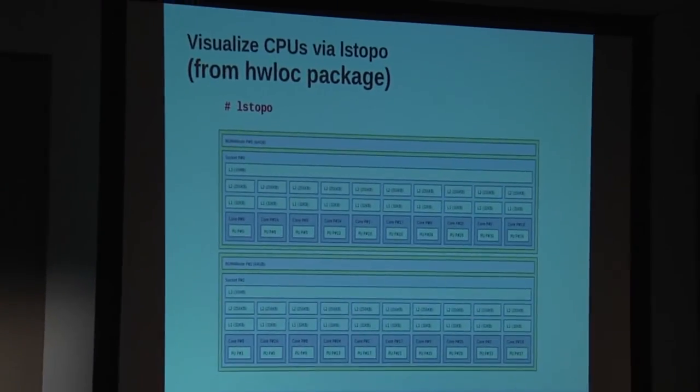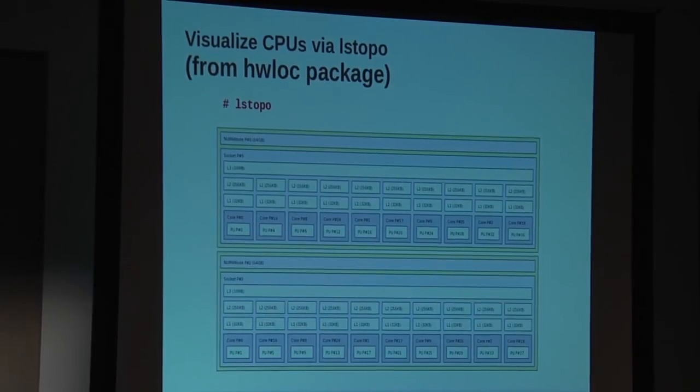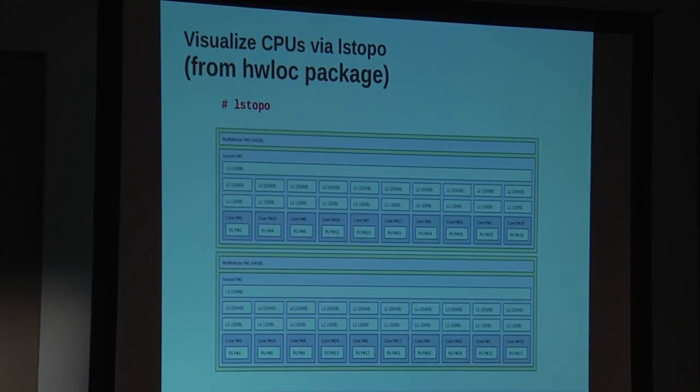There's a nice GUI tool that shows you pictures of your topology called lstopo. It's in the hwloc package, and it shows you a very, very nice visualization. This is just 2 NUMA nodes on a bigger system, but you can see the individual caches per core and the shared L3 cache and the memory like that.